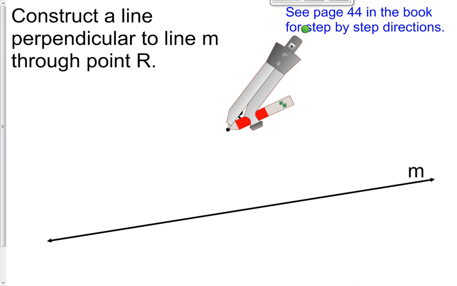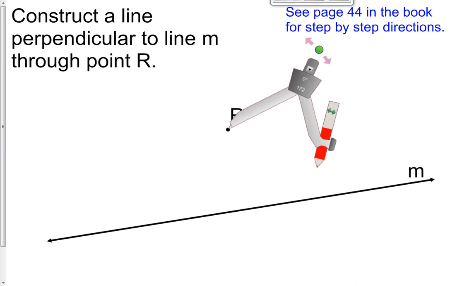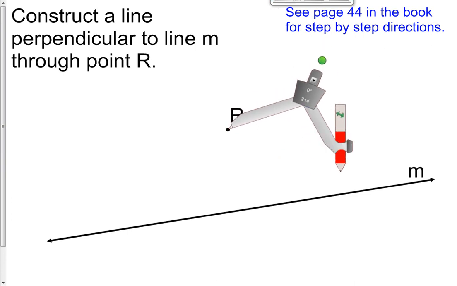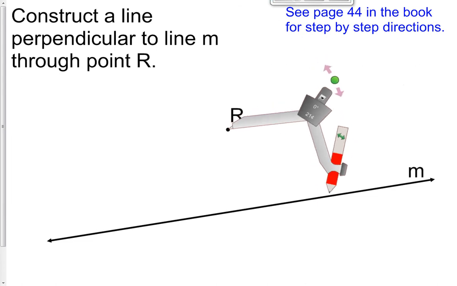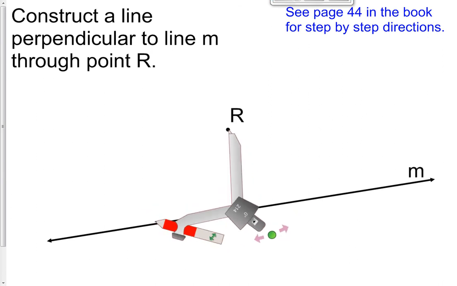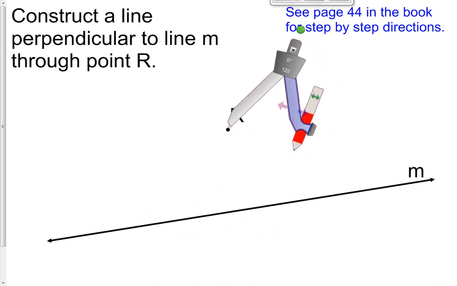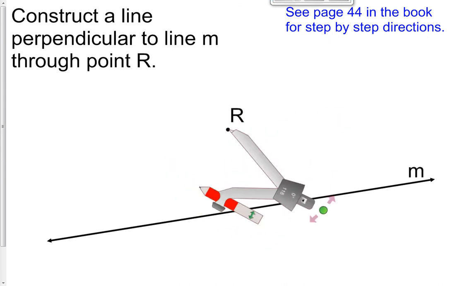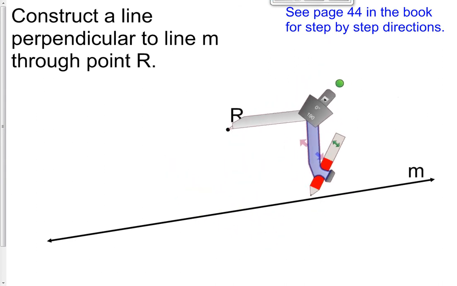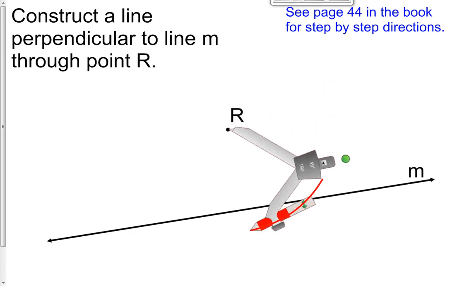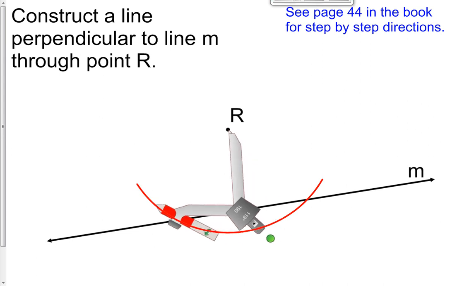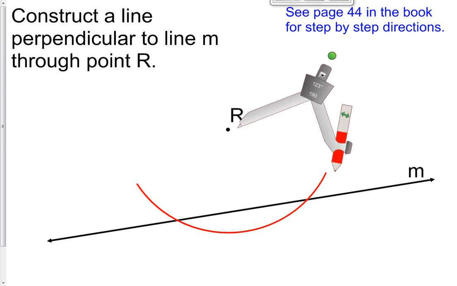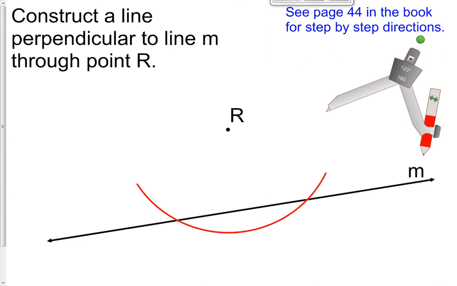Now you need to open up your compass enough so that it intersects line M at two different spots when you draw an arc. So if I were to draw an arc right here, it would intersect once right there and once right here. So that would be a good compass setting. If you have your compass closed too much like this, it wouldn't intersect at all. So this compass setting isn't wide enough. You want to open it up wide enough, right about there, so that the arc intersects line M in two different spots. So there's the arc that I'm going to draw right there.